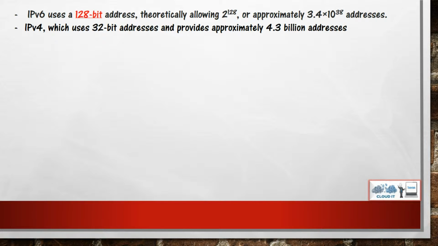ipv6 uses a 128-bit address, theoretically allowing 2 to the power 128 IP addresses, which is nearly equal to 3.4 times 10 to the power 38 addresses. While ipv4 just uses 32-bit addresses and provides approximately 4.3 billion addresses.